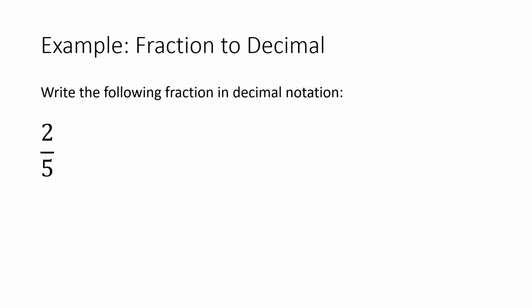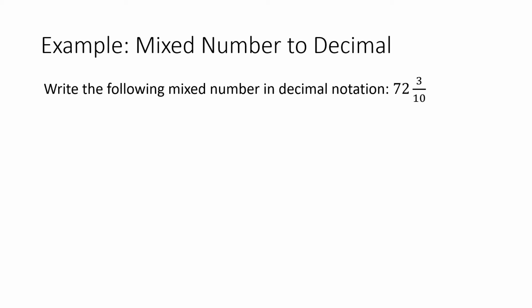So really all that I'm expecting you to do is just put this in your calculator and do 2 divided by 5, which is going to give me 0.4. I'm not expecting you to do any sort of long division here to change the fraction to a decimal. Now let's change a mixed number to a decimal. Write the following mixed number in decimal notation.